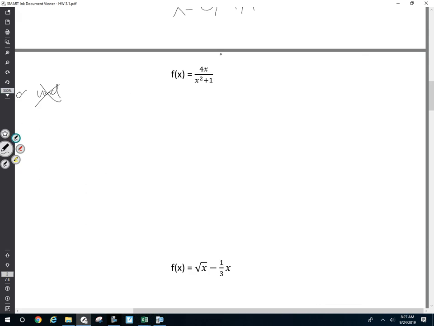Let's look at this guy. Got a quotient. Got to use the quotient rule. Can't forget our rules. We spent all last unit learning our rules, so we can't forget them. Derivative of the top times the bottom minus the derivative of the bottom times the top, all over the bottom squared.